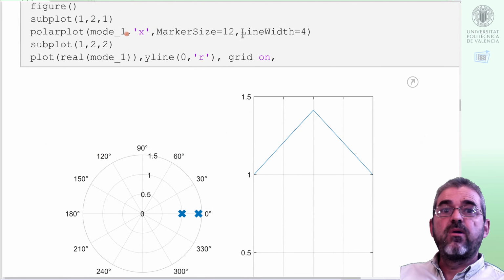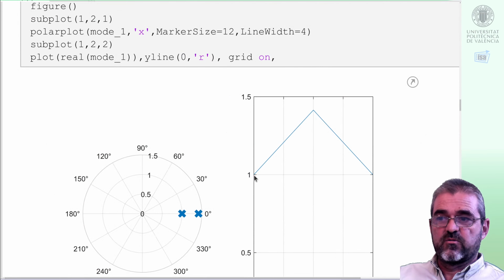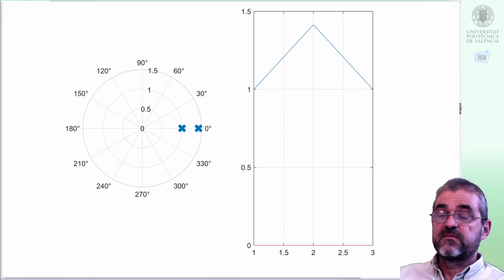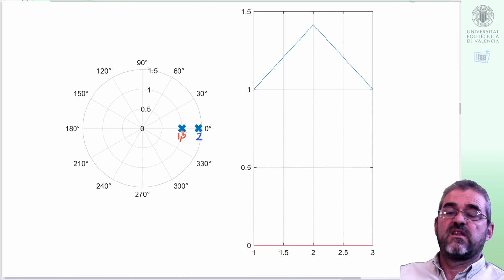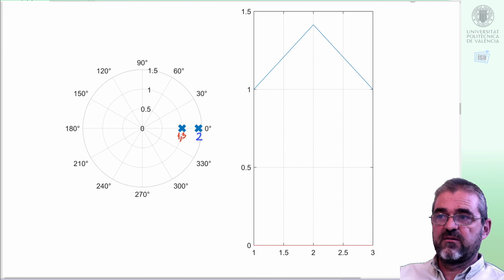I can do this polar plot stuff, plotting this 1, square root of 2, 1, indicating that the three masses are in phase. These are 1 and 3, and 2 has a slightly larger amplitude.